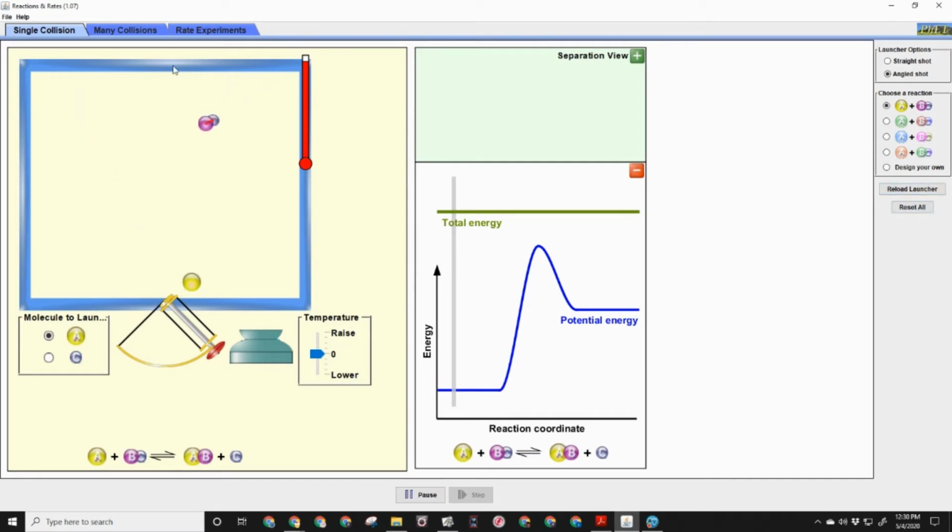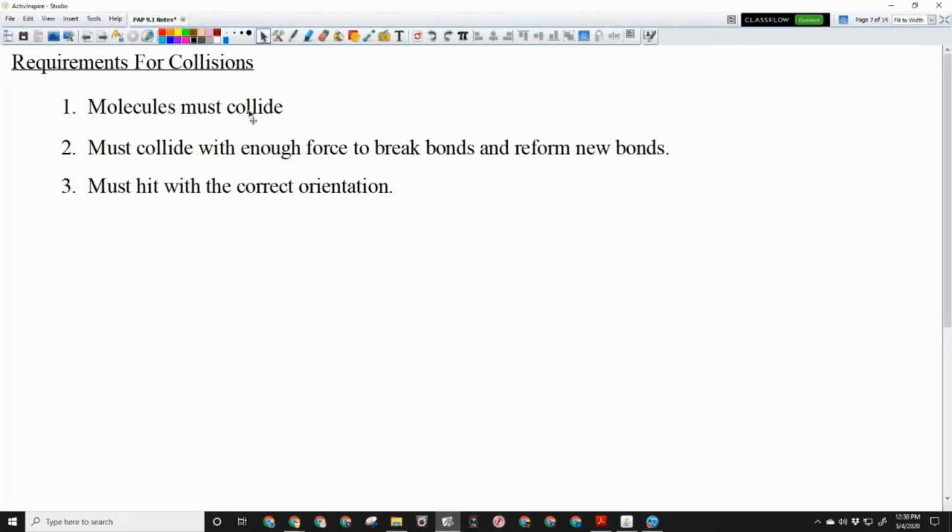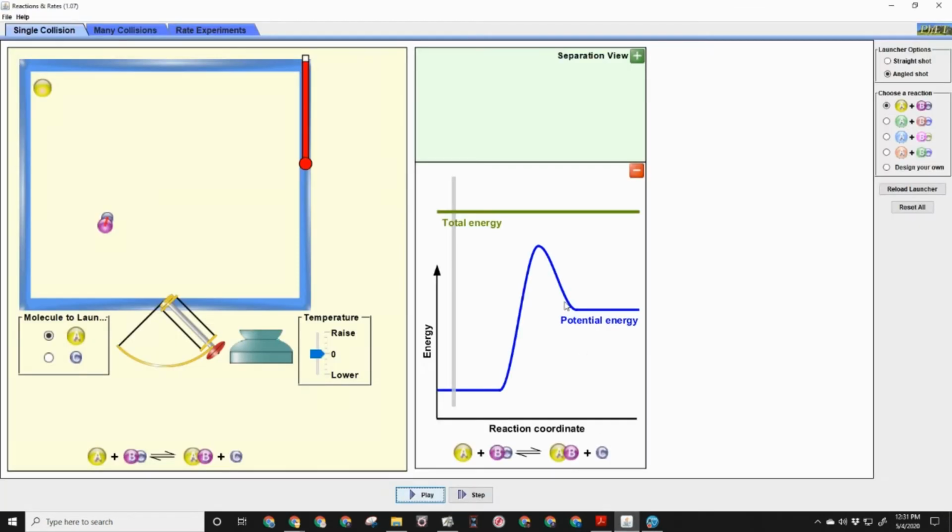Because all we did was just satisfy, let me pause this, all we did was just satisfy this requirement here. But we have two more requirements. So not only does it need to collide, but it needs to collide with enough force to break the bonds to reform new bonds. Okay, let's go back and look at this.